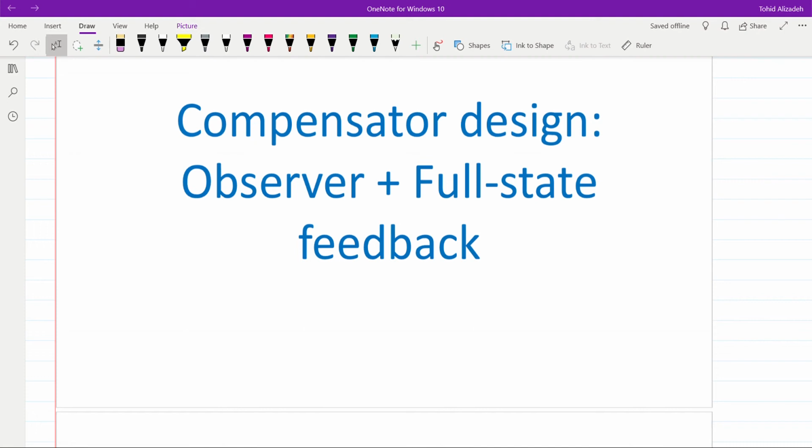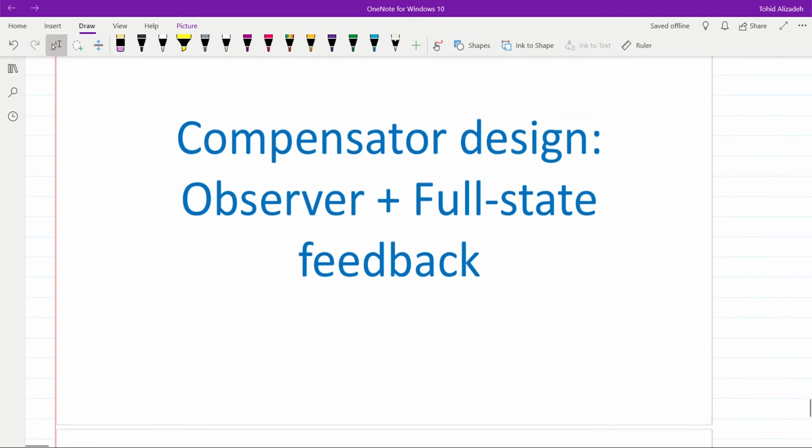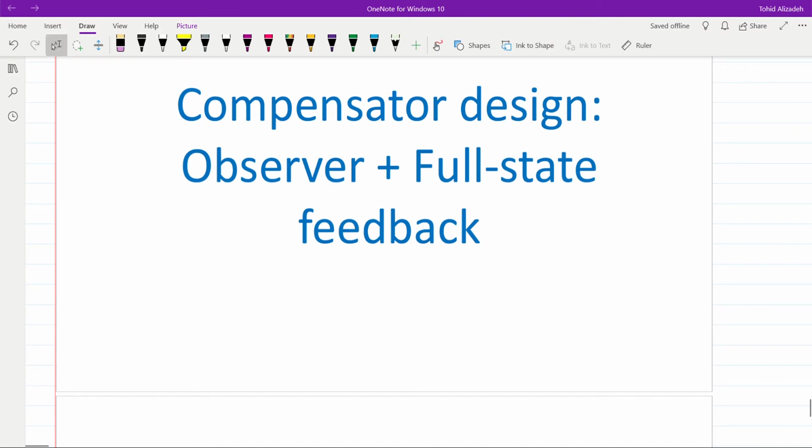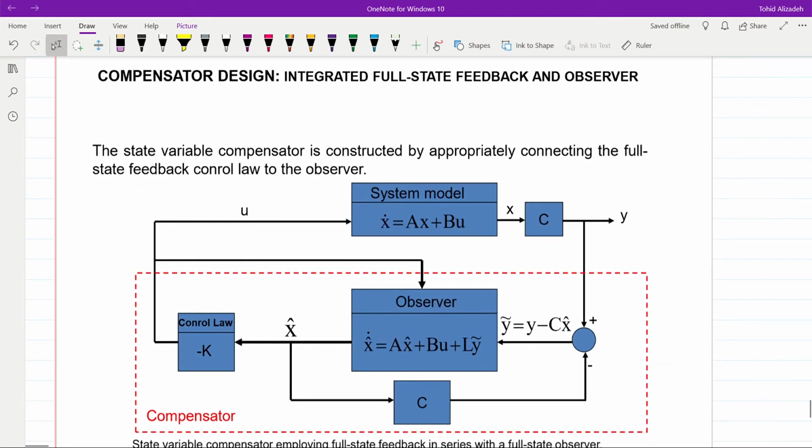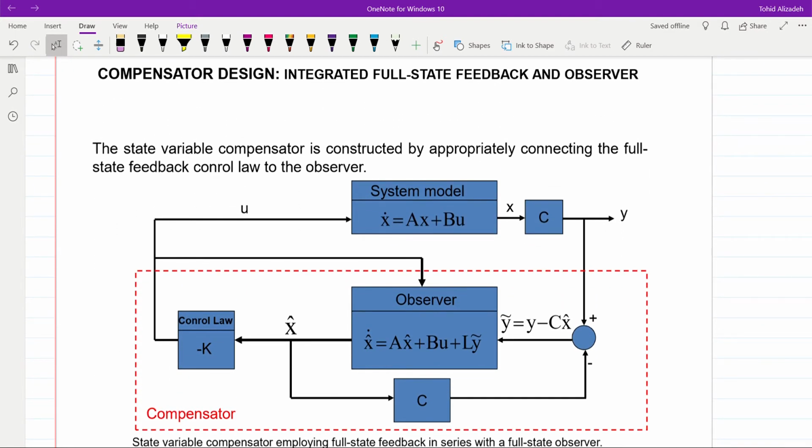Hello everyone. In this video we are going to see how we can combine the observer and the full state feedback that we already have designed with each other, and how to have a complete full state feedback controller with the observer. Here we have the state variable compensator, what we call it, and it's constructed by appropriately connecting the full state feedback control law.